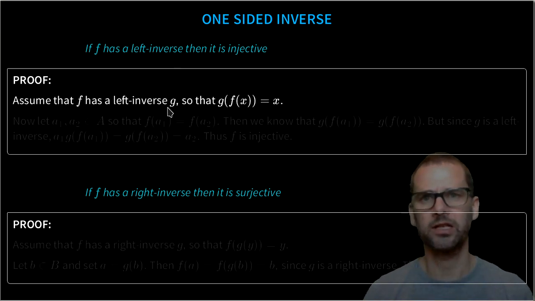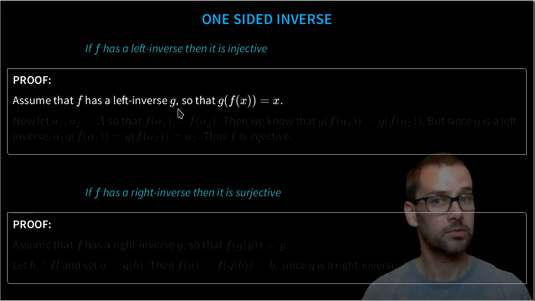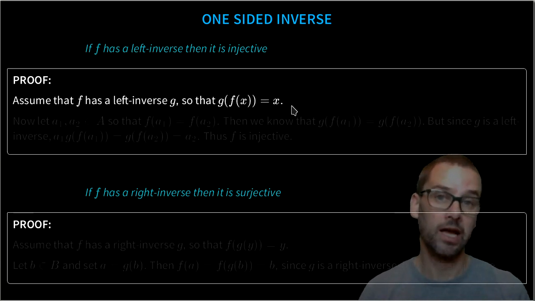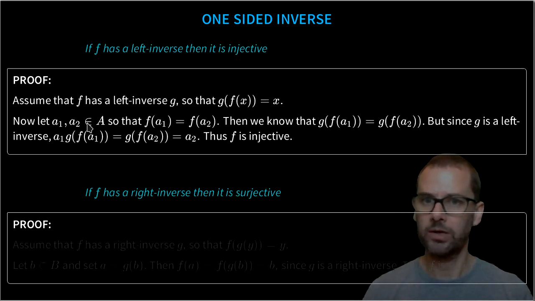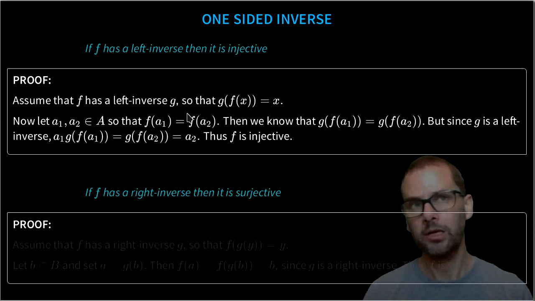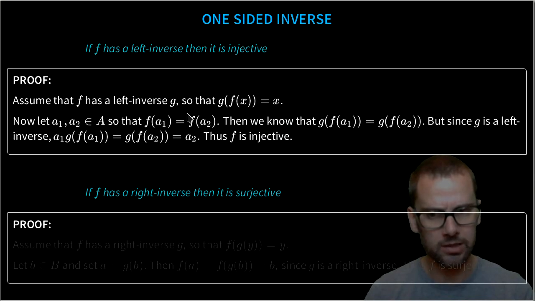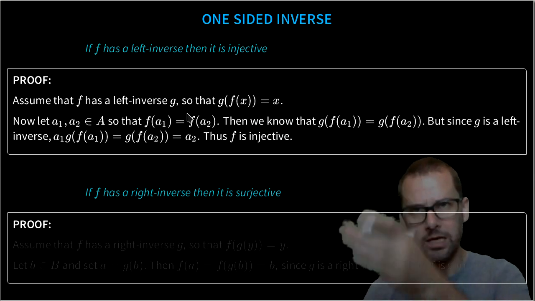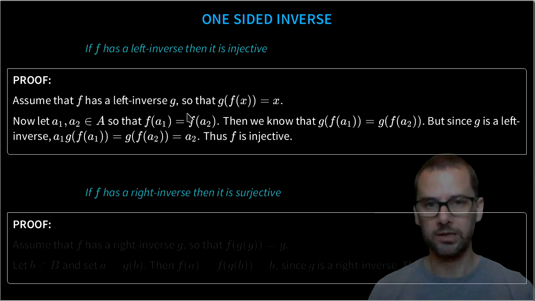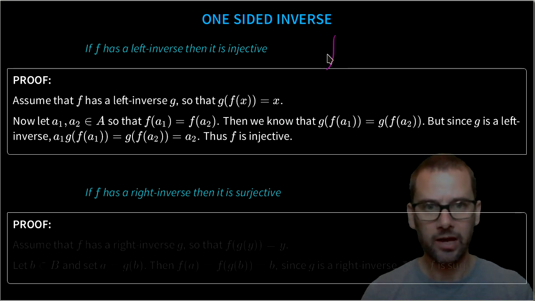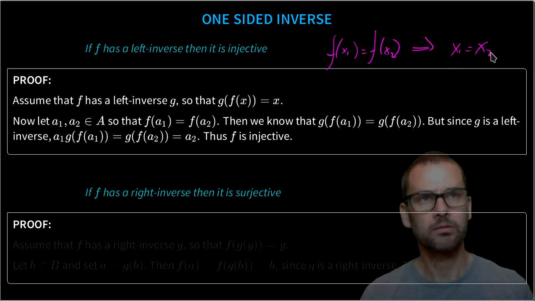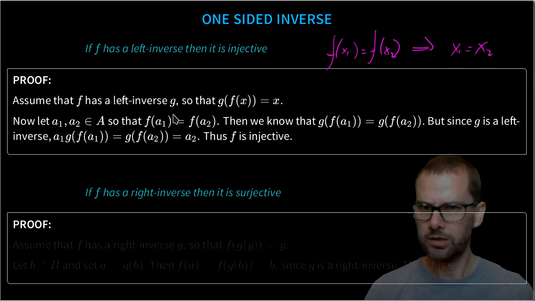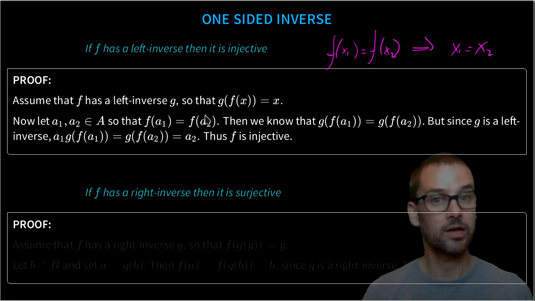So let's assume that f has a left inverse, namely g, so that we know g of f of x is just x. Well, let's take two points in A, a1 and a2, so that their images are the same. These are our steps towards proving something's injective: if the images are the same, then the points have to be the same. That is, if f of x1 equals f of x2, then x1 equals x2. That's the definition of injectiveness.